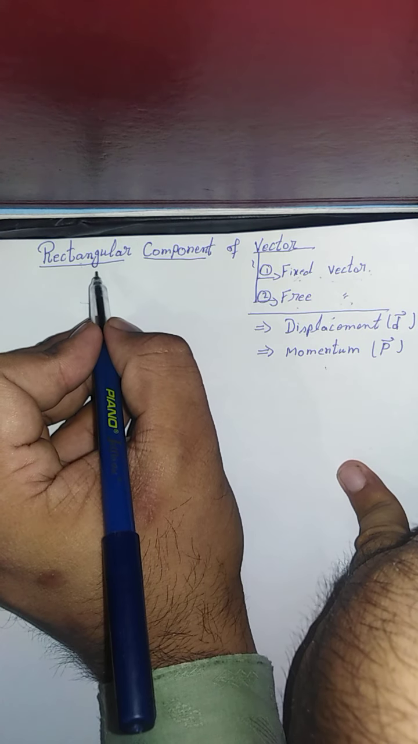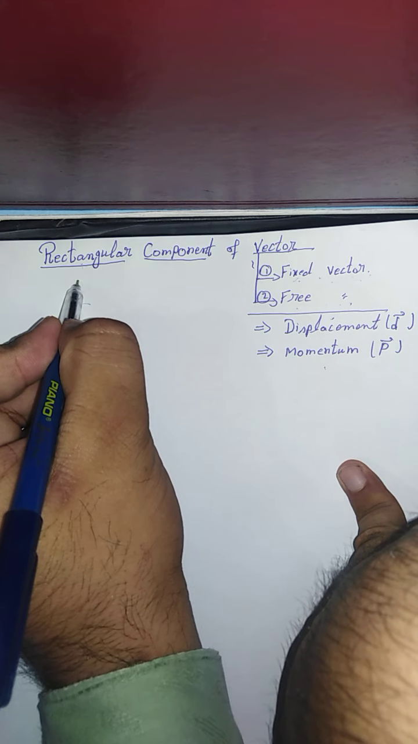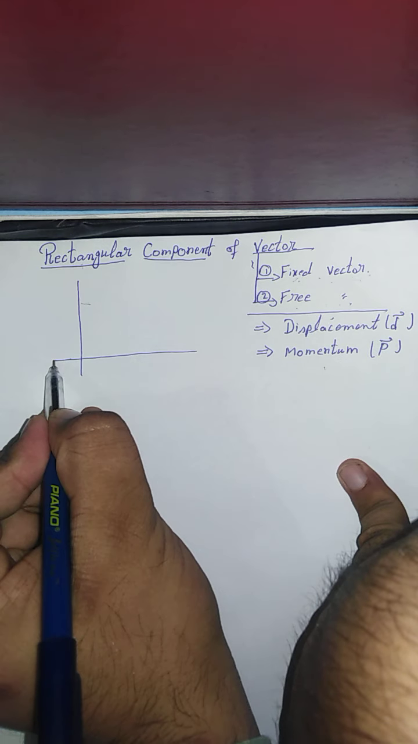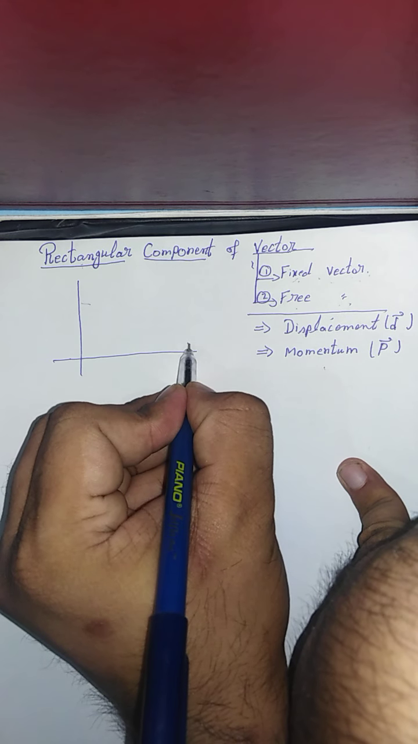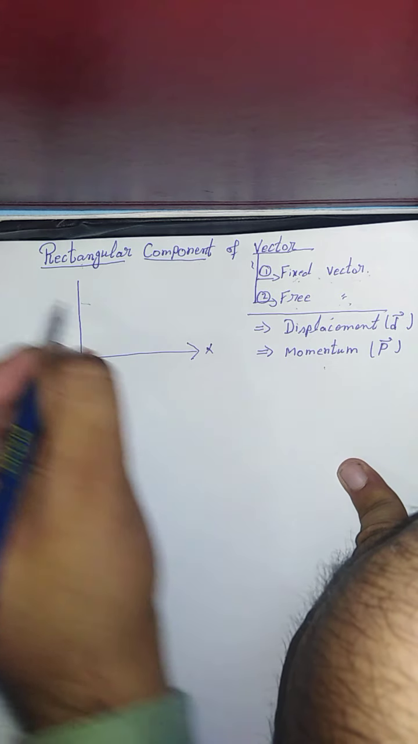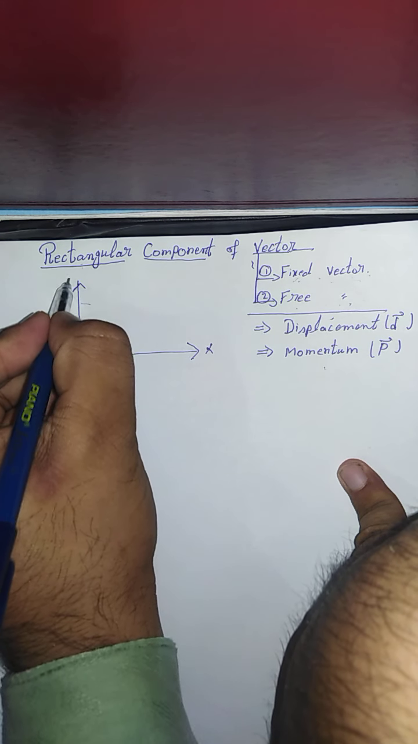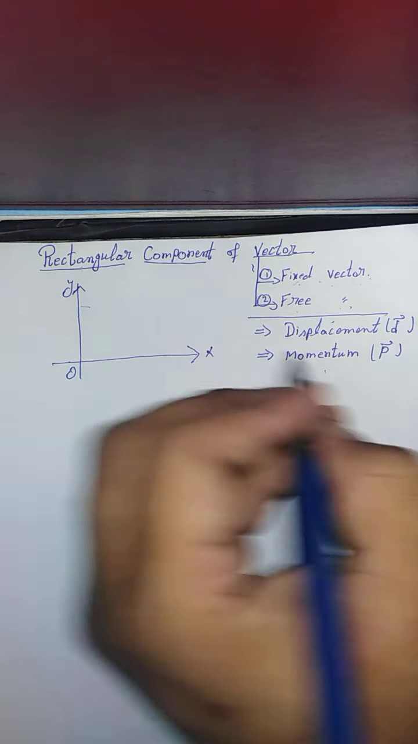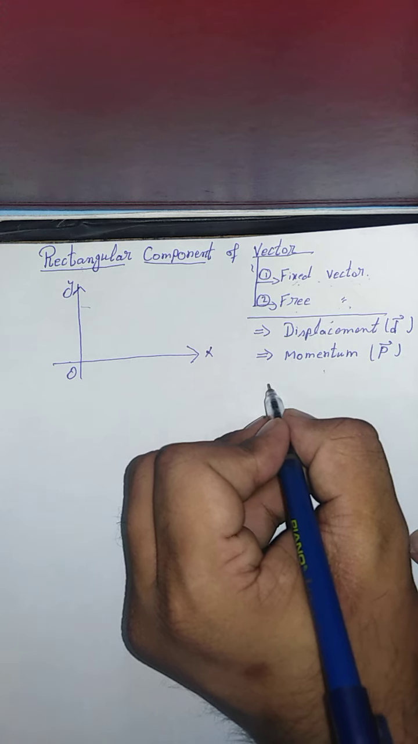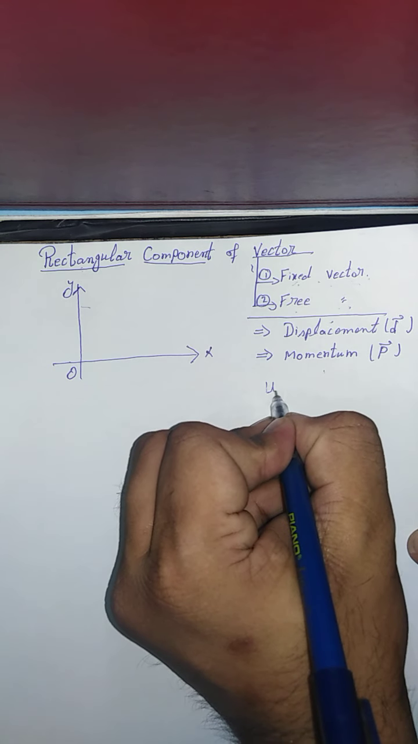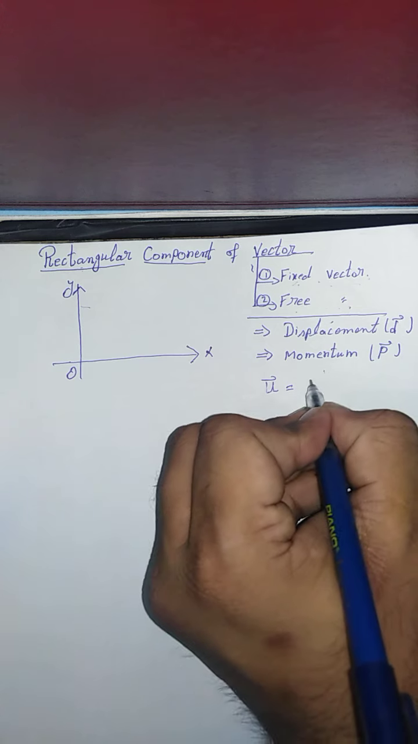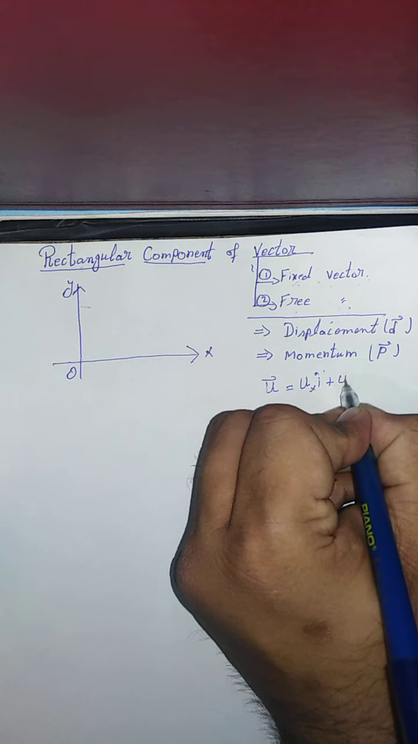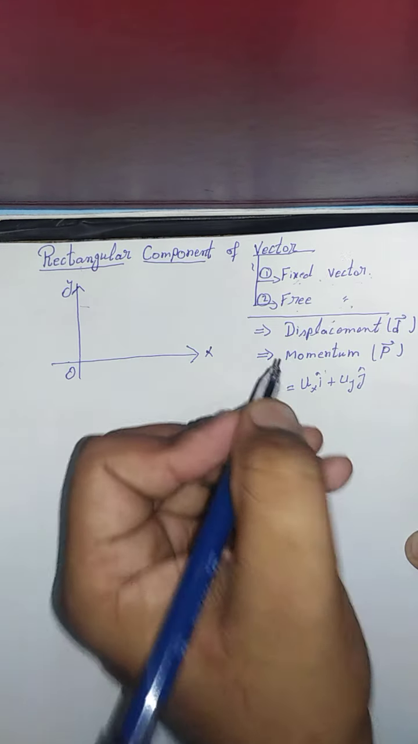Whenever we use the word rectangular, it means that we have a Cartesian coordinate system in 2D or 3D. We find the component in two dimensions along x-axis and y-axis. This is origin. As in the case of unit vector, we see that any vector can be represented in terms of unit vectors like i unit vector, j unit vector.